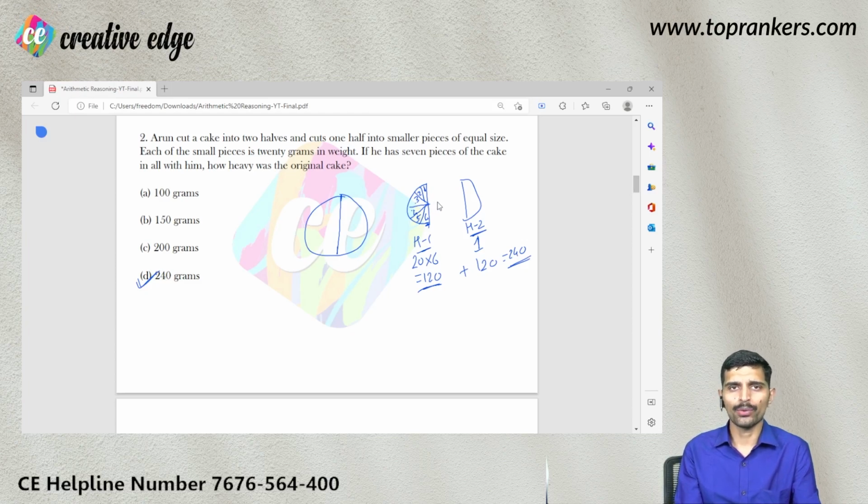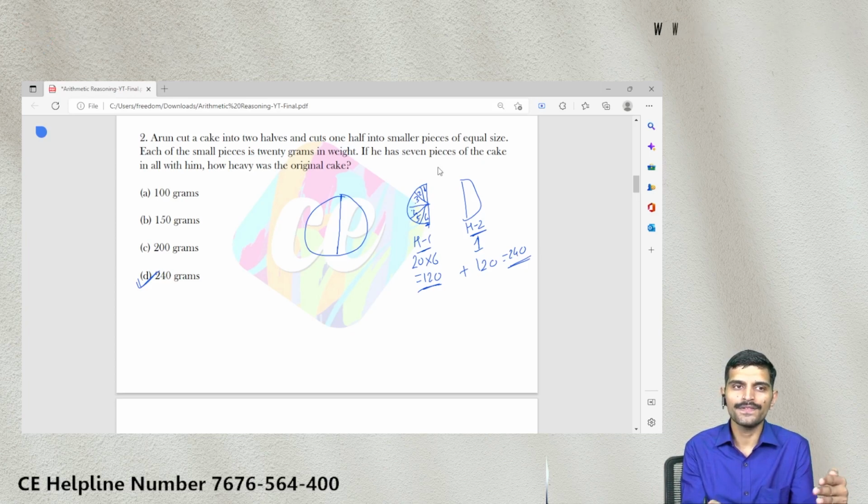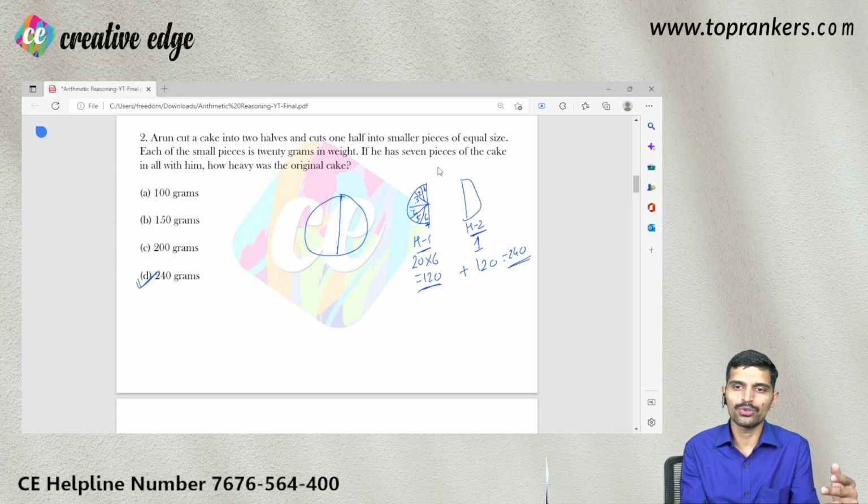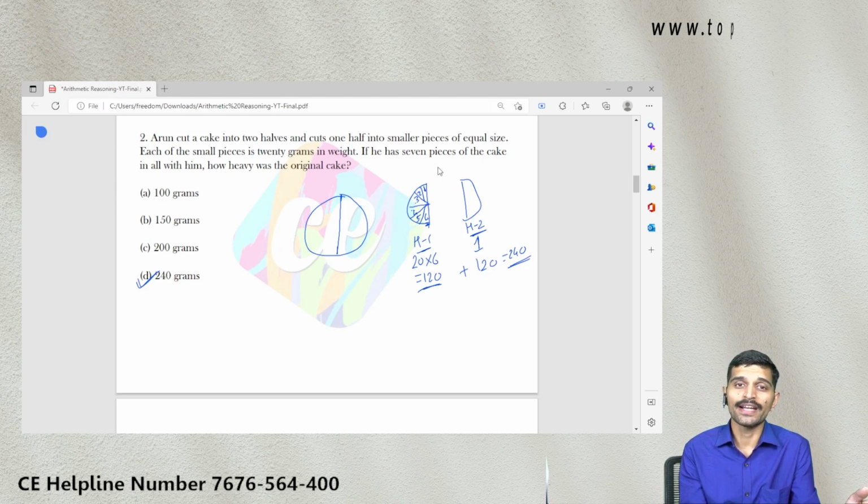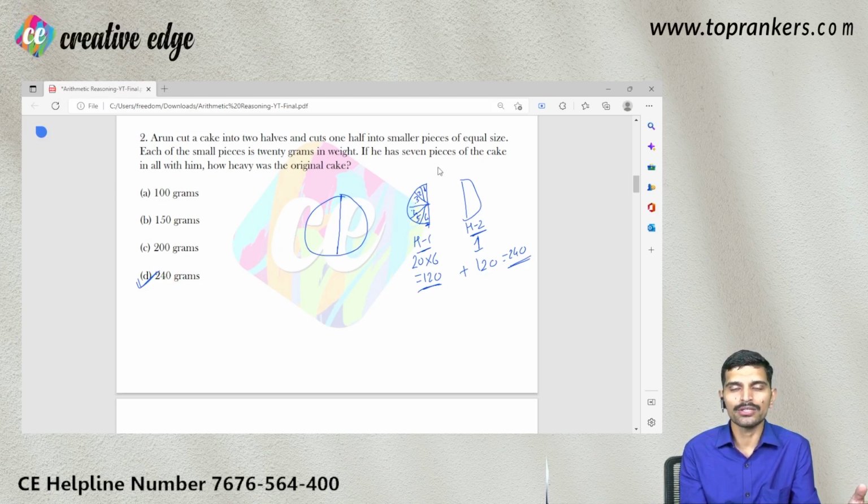What we did here, quickly let's recall it. As per the question, Aaron cuts a cake into two halves. So he divided into two halves, and then one of the halves has been further divided into smaller pieces of equal weights. And overall, Arun has 7 pieces of cake. So one piece that was the larger one that has not been divided, and the remaining 6 pieces were of the second half that has been divided into 6 equal pieces.